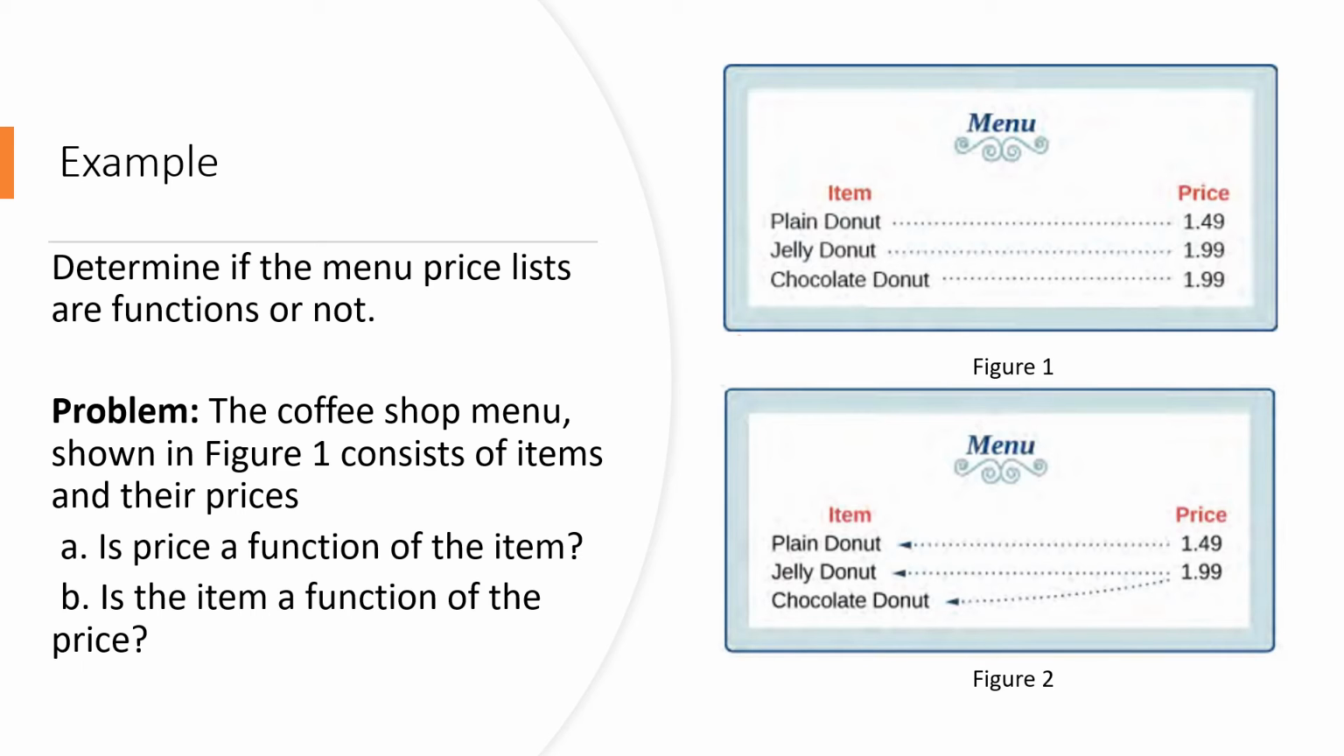Let us go back to the definition of function. Is price a function of the item? By definition of function, it must satisfy the condition that every element in the domain has exactly one element in the range. Now, is the item a function of the price? In figure 2, we are asked, is the item a function of the price? So we answer this problem one by one.